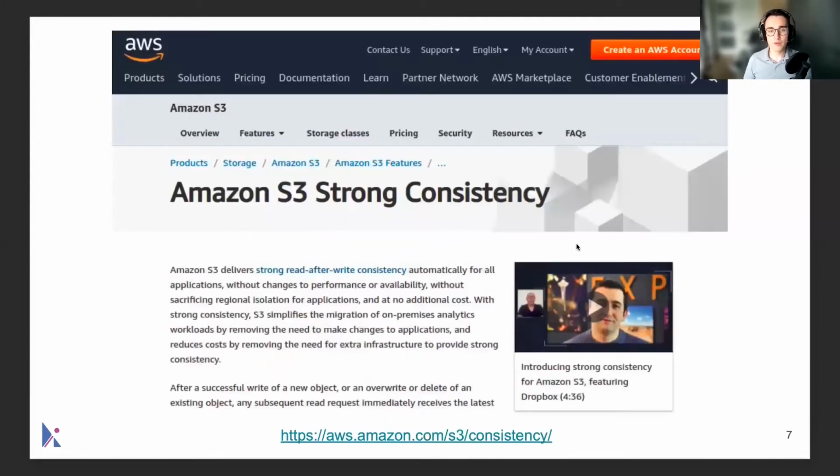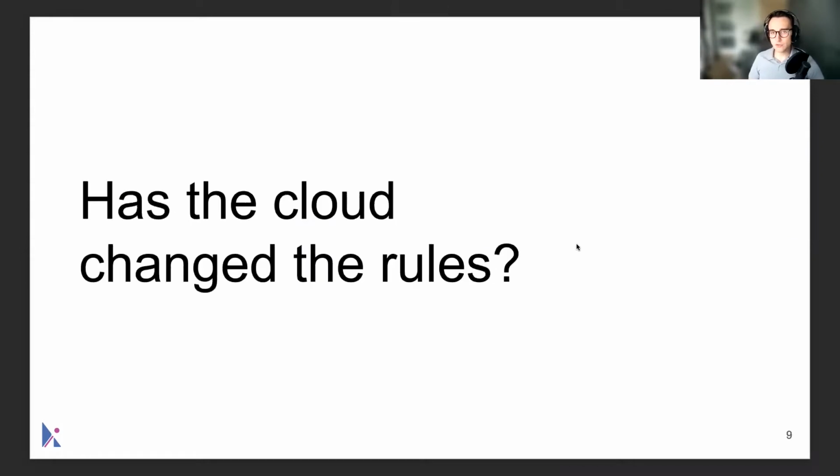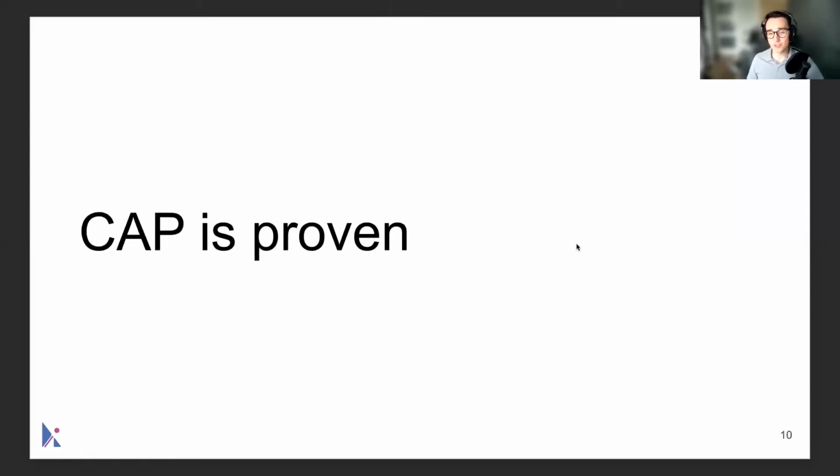Because the world is basically not that simple, as we will see later on today. Now, from time to time, we also observe product announcements, like the one from last year from the Amazon S3 team, that products previously known for high availability and scalability can now offer something more than just eventual consistency. But what does it mean? How did they achieve that? Does it mean that AWS took all three CAP properties at the same time? Has the cloud changed the rules so much that the CAP theorem does not stand today? Well, the answer is obviously no.